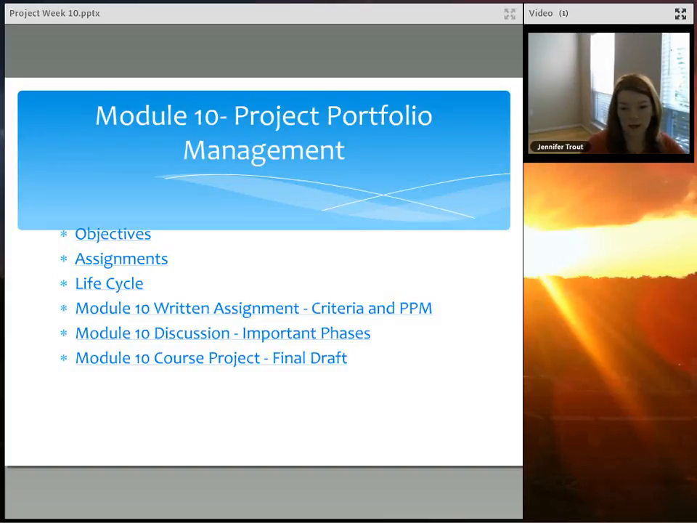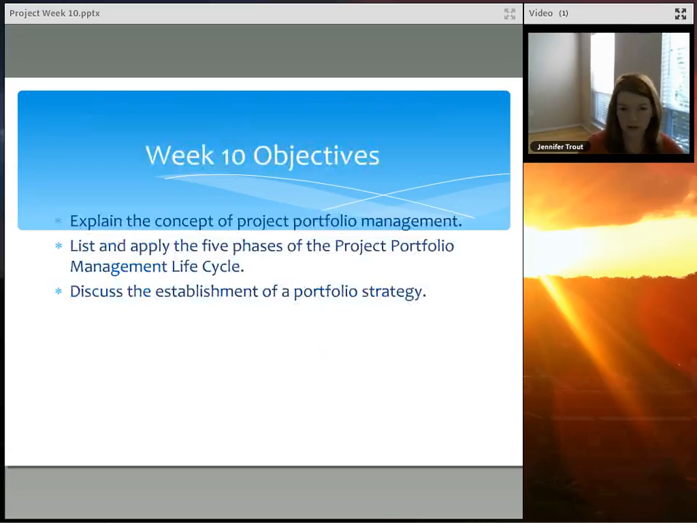You have the written assignment, a discussion post, and your final course project is due, which I have not seen any yet, but I know some people have been working on them as I had opened up the week early. So this week's objectives are to explain the concepts of project portfolio management, list and apply the 5 phases of the project portfolio management life cycle, and discuss the establishment of a portfolio strategy.